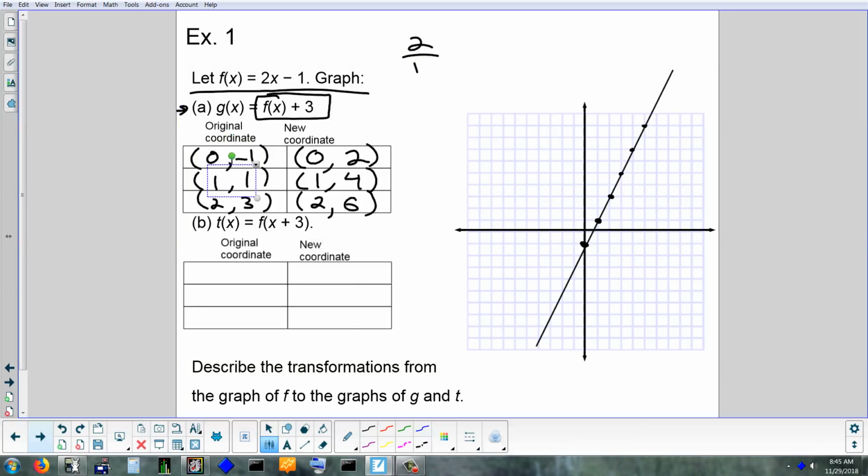Let's see what it looks like. Now remember, it should have gone up 3. So we've got 0, 2. We've got 1, 4. And we've got 2, 6. Let's make a line in red through those points.